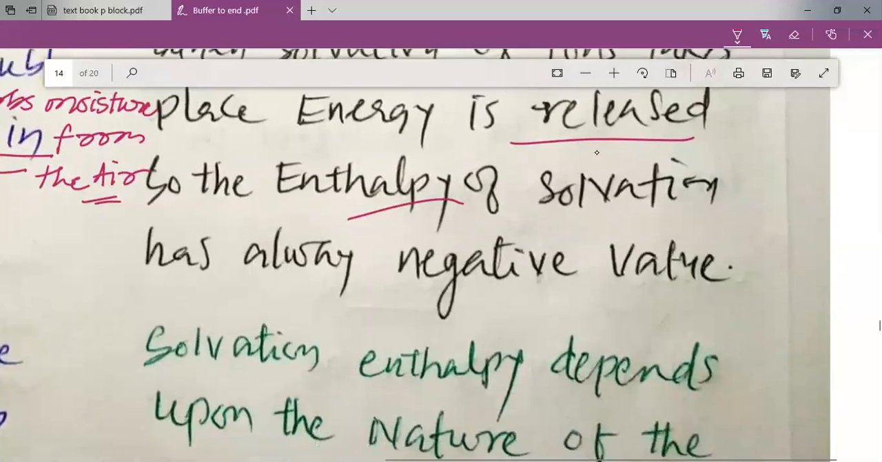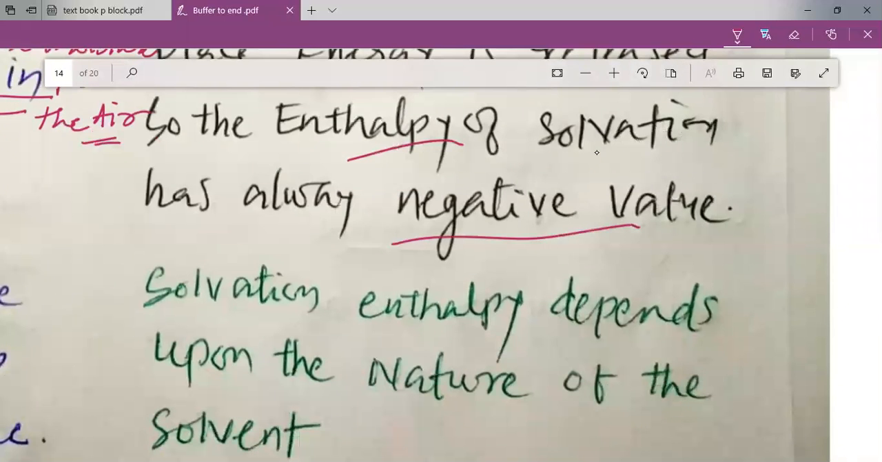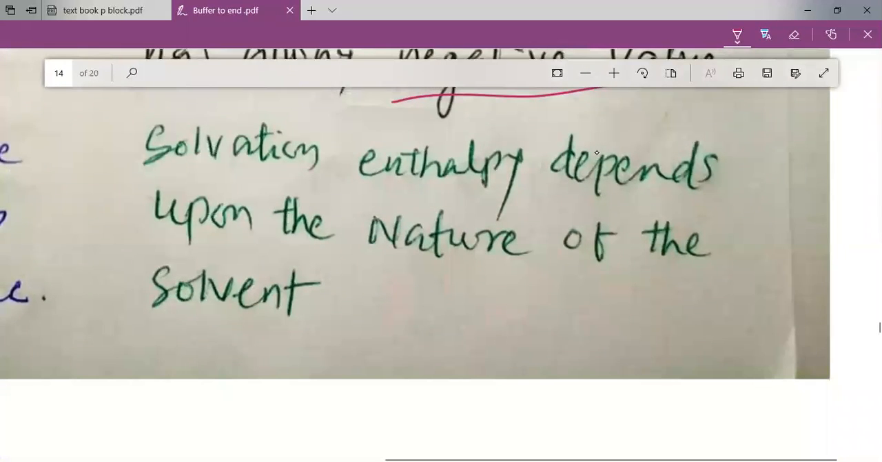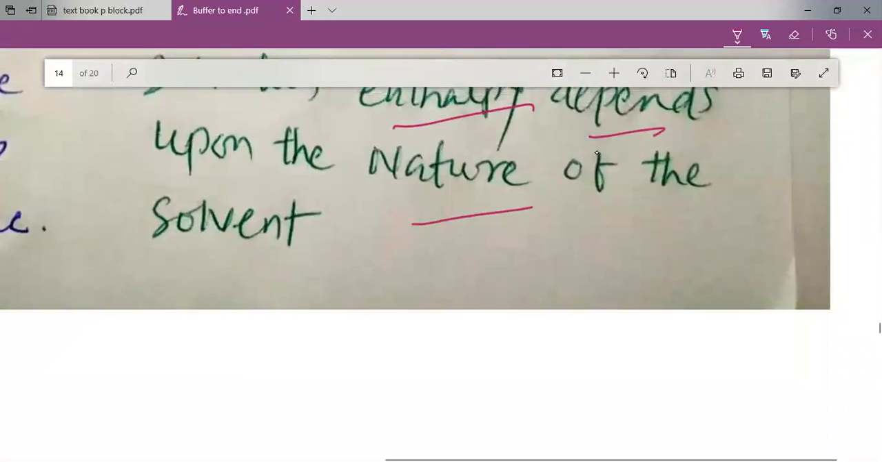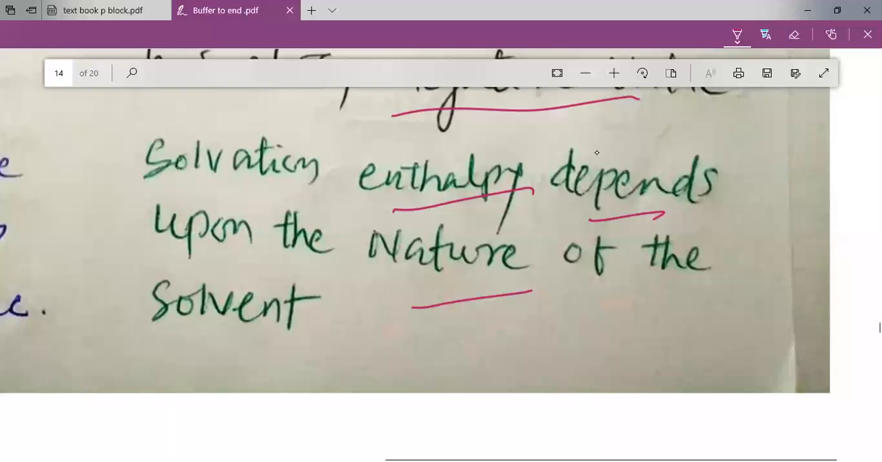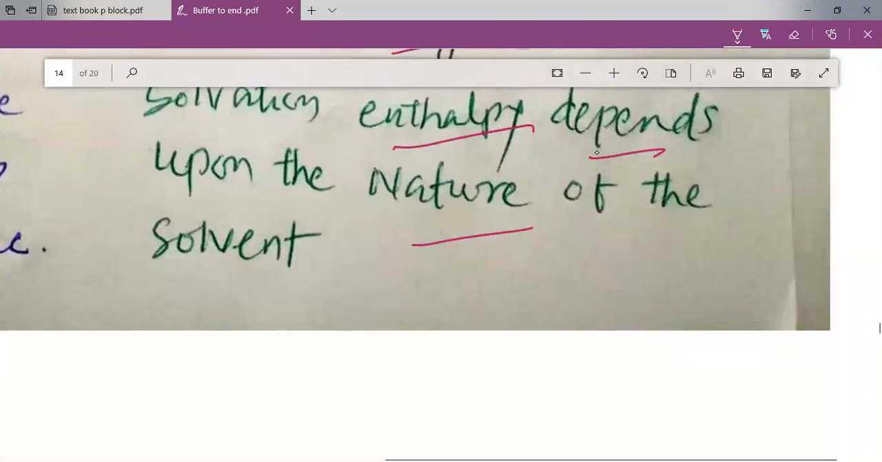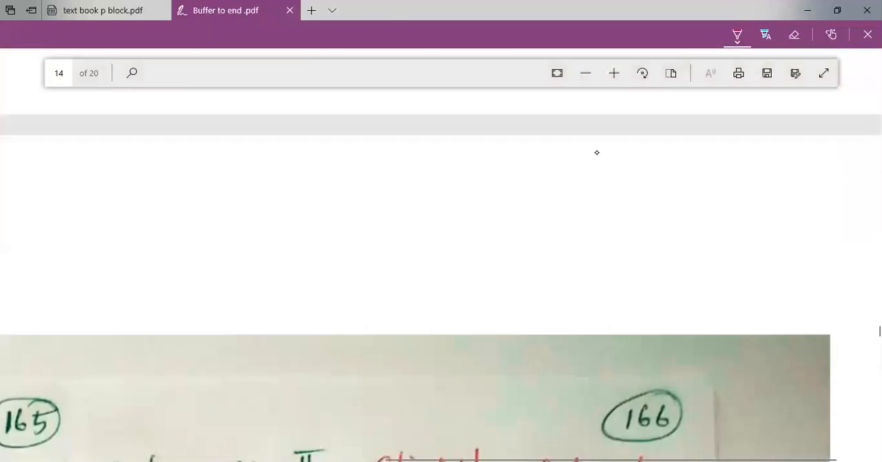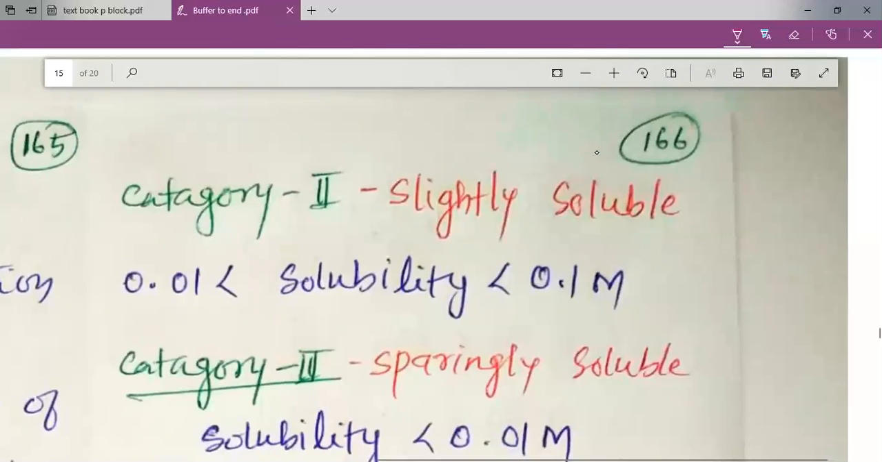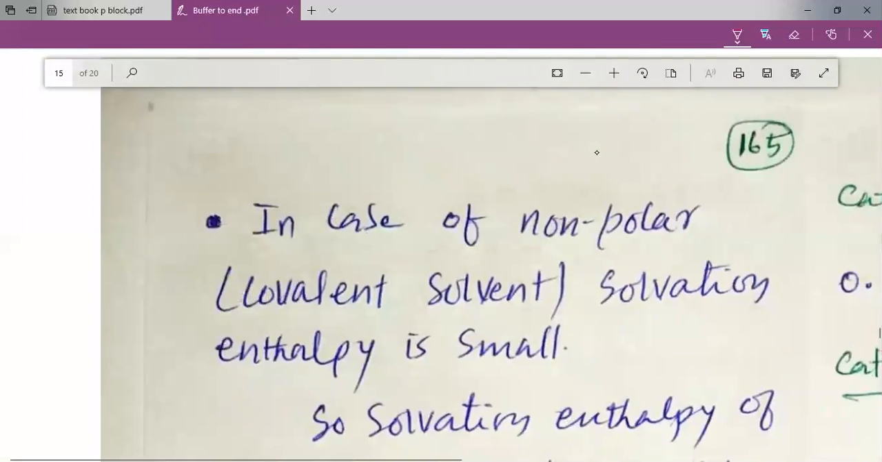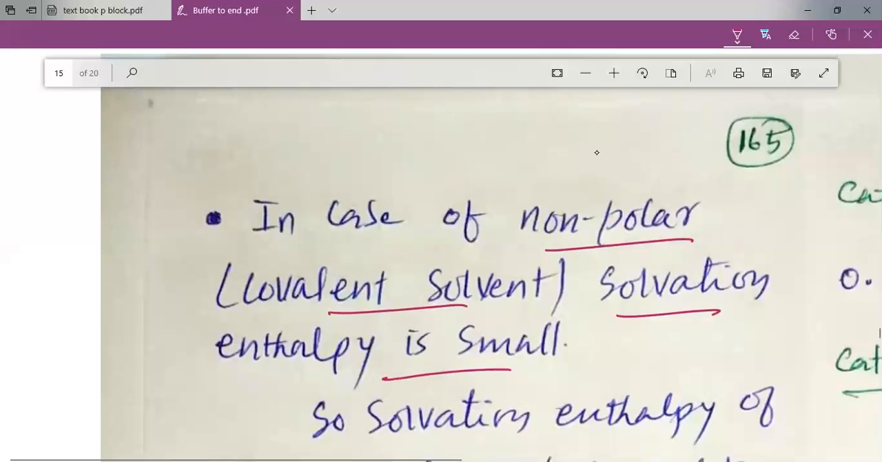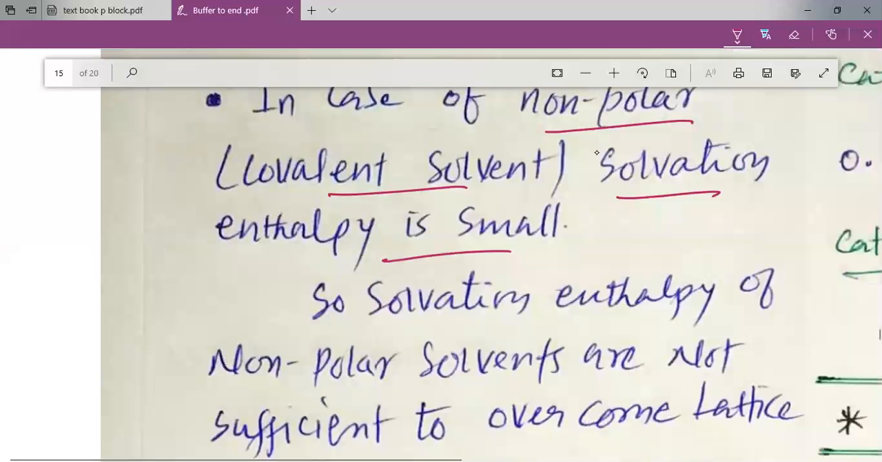So the enthalpy of solvation always has a negative value. Solvation enthalpy depends upon the nature of the solvent. Please remember that this solvation enthalpy depends upon the nature of the solvent, and it always has a negative value. That means the energy is released all the way. Now, my dear students, in case of a non-polar or covalent solvent, solvation enthalpy is small.